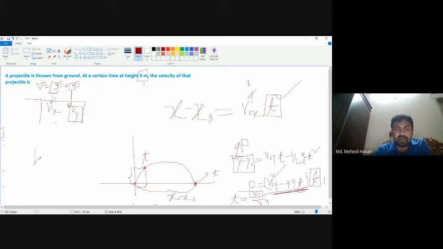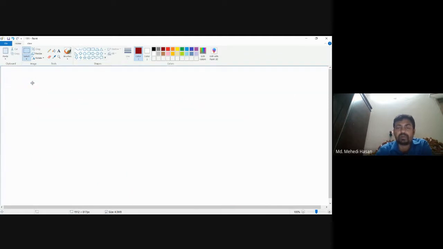And maximum height, if the question is finding the maximum height, h max will be v naught y square divided by 2g. So you have already found v naught y, then divided by 2g will give you the maximum height. So these are the process to solve the problems. Now my part is completed. Any question?